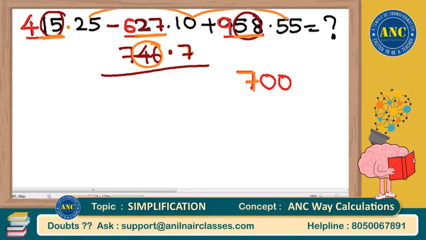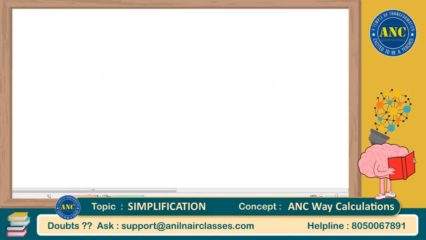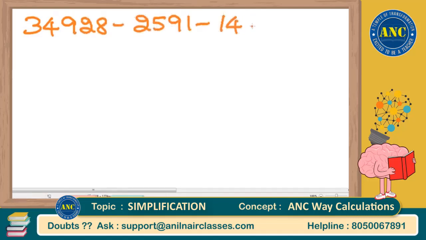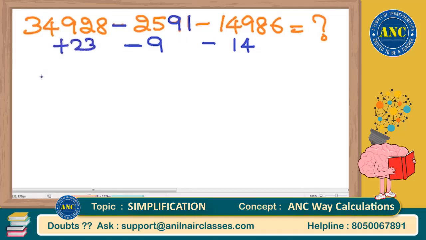Very fast you need to be in calculating these kinds of things. Suppose another question: 34,928 minus 2591 minus 14986 is equal to question mark. No, I do not like these numbers. I don't want 2,591 rupees in my pocket. Make it as 2,600. That means I will put minus 9 here. Make it as 15,000. I will put minus 14 here. That means I subtracted 23. Add 23 here. Over, answer 34,000.